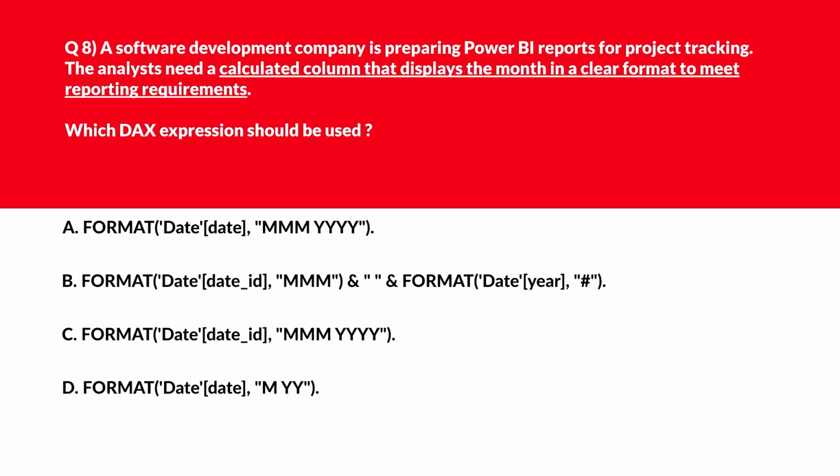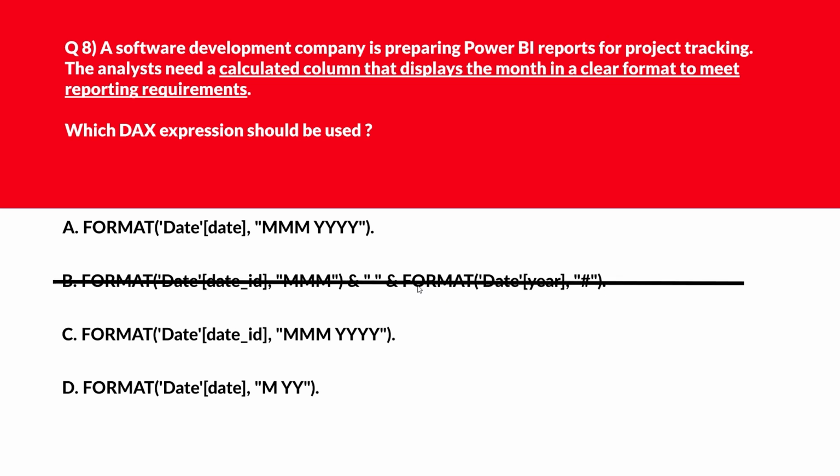All right. Now let's look at this. So analysts need a calculated column that displays the month in a clear format to meet reporting requirements. Option A produces month and year in a readable format, aligning with reporting needs. Let's keep it. Now option B basically concatenates values but adds complexity and formatting inconsistencies.